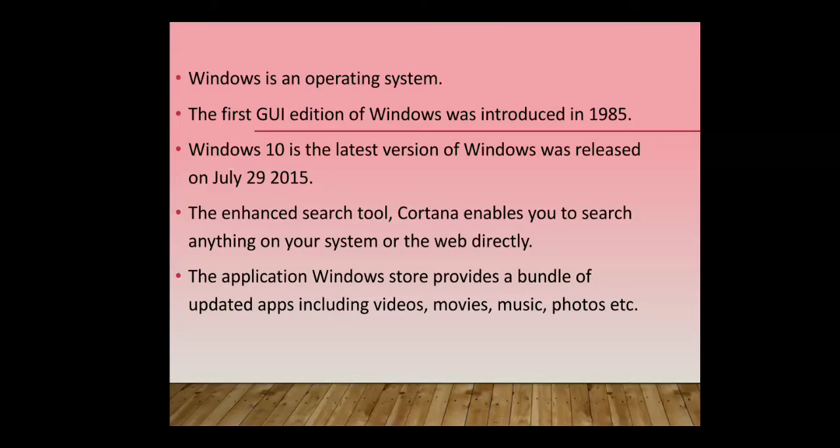The first GUI edition of Windows was introduced in the year 1985. GUI stands for Graphical User Interface, and the first Windows was Windows 1.0. Windows 10 is the latest version of Windows, released on 29 July 2015.